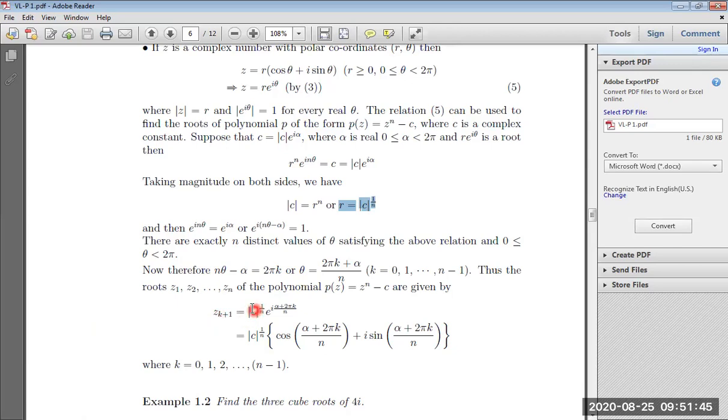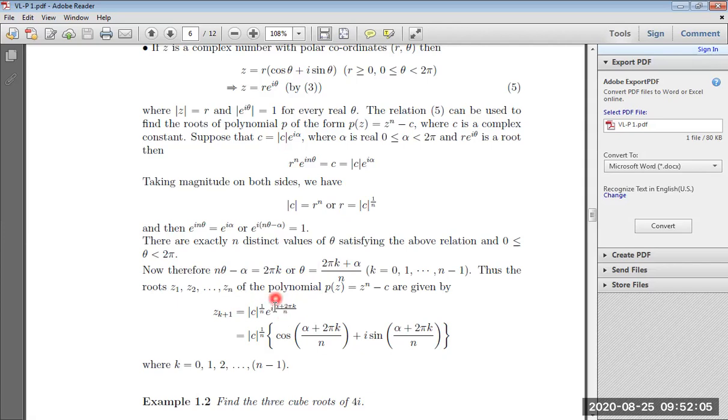So what is r? r is equal to magnitude of c to the power 1 by n, and theta is alpha plus twice pi k upon n. So that we have determined here, right? Theta is equal to this and r is equal to this. So we have this step.